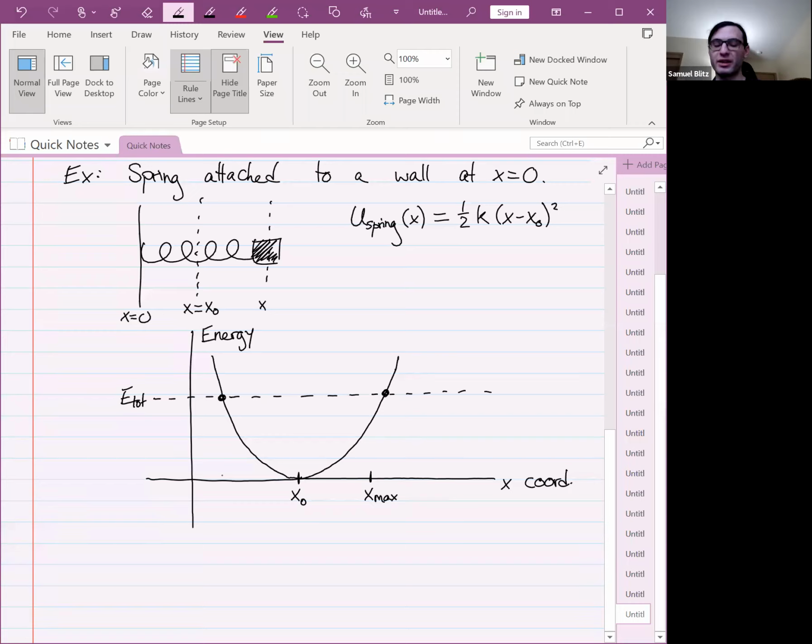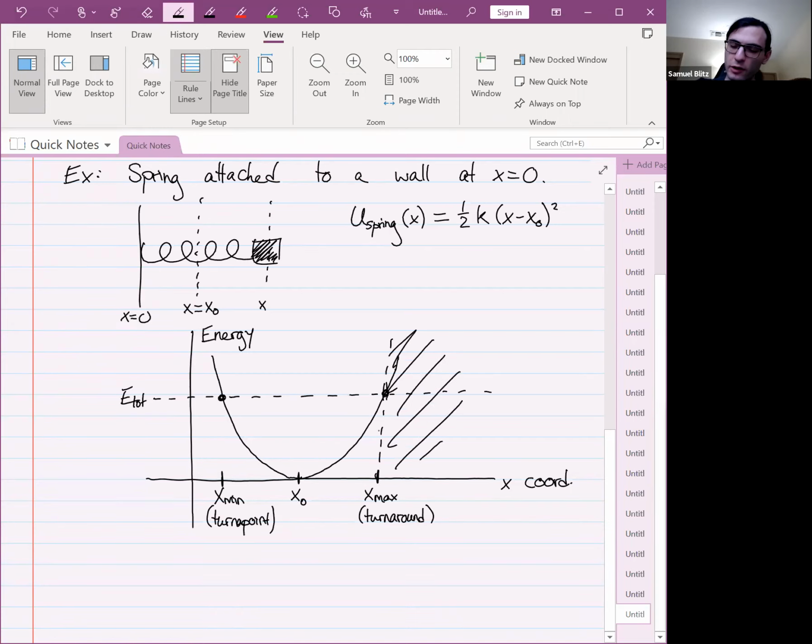The spring will push back because it's being compressed harder and harder until it makes the block turn around. So you have x min here, x max there. These are both turnaround points because they are where the object turns around. They are the place where the kinetic energy vanishes and all of the energy is potential energy. So that means that these regions are forbidden.